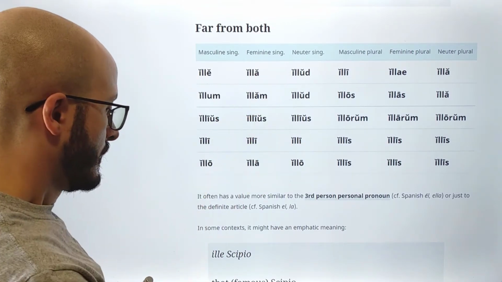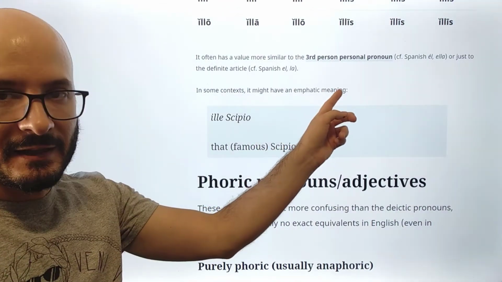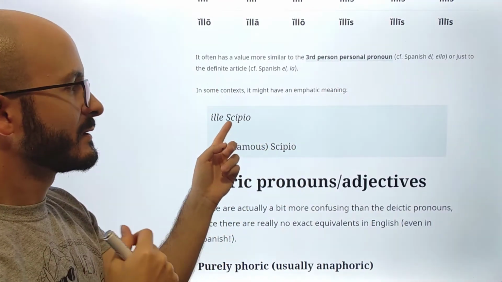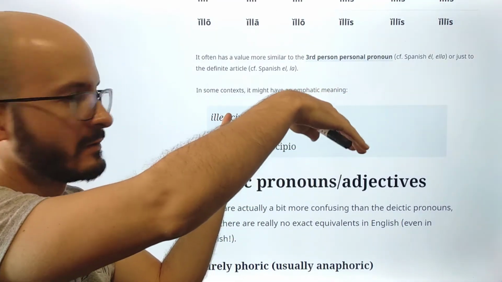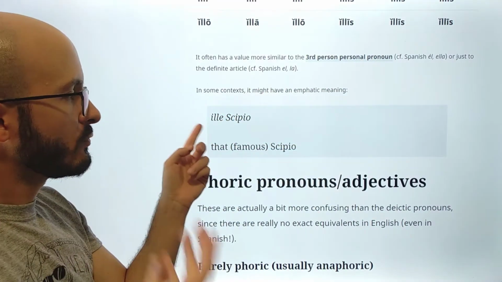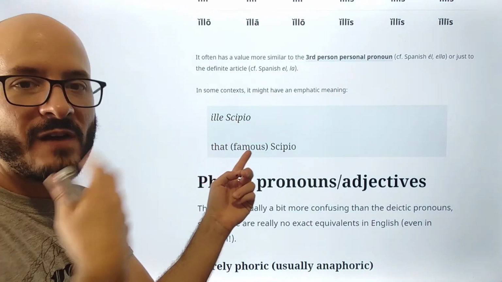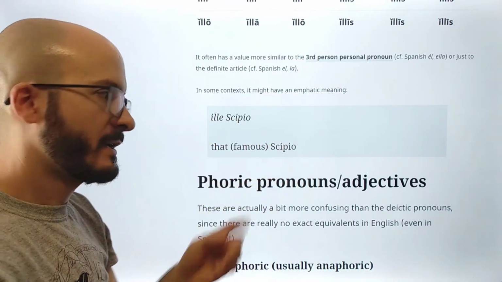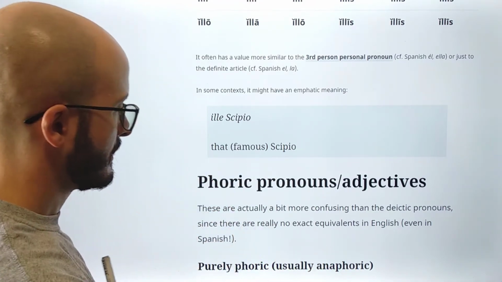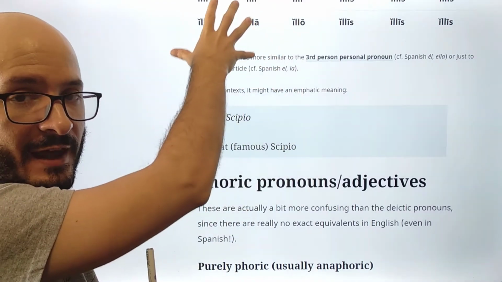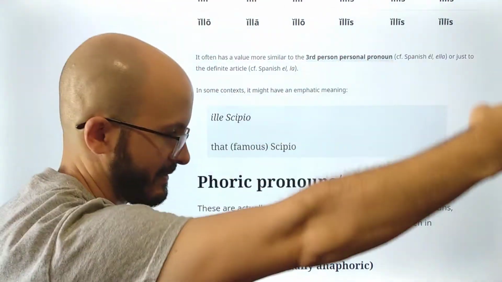Okay? In some contexts, it might have an emphatic meaning. So this is kind of the opposite, because remember that we said iste homo, that infamous man. But if we say, for example, ille Scipio, then it's more like that famous Scipio. Okay? So, this is kind of funny, but that's how it was. Okay, so that's the deictic pronouns. So this, that, and that.